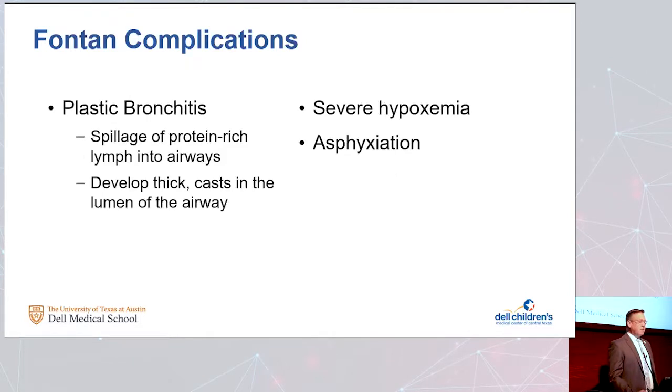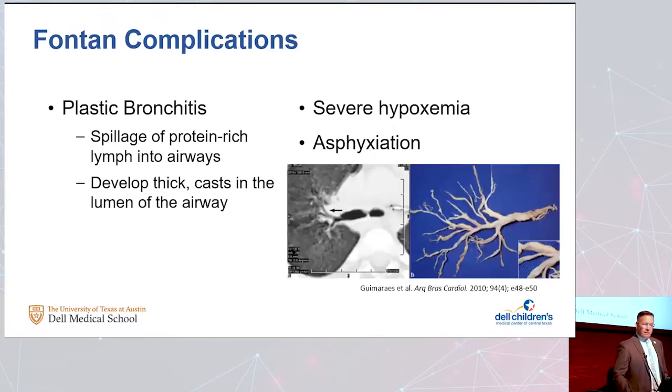Guess what? This happens in the lungs too. Plastic bronchitis. Once again, that spillage of protein-rich lymph into the airways causes development of thick casts in the lumen of the airway. This can lead to severe, I mean, this is progressive blocking of the airways. So severe hypoxia, asphyxia, and then also potentially even death. These can sometimes be removed through bronchoscopy, or patients can cough these up.